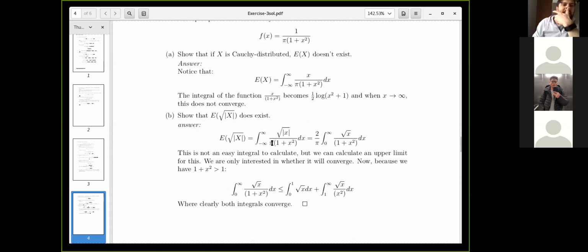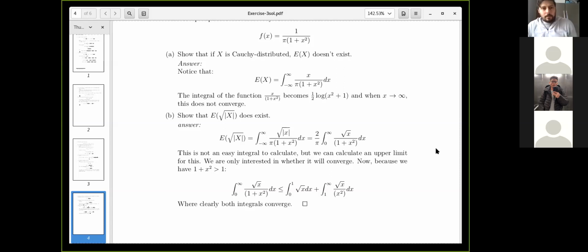Then we need to show that, in fact, the expected value of the square root of the absolute value of x does have an expected value. This is the weirdest thing. This is just a curiosity, but we can have a perfectly legitimate random distribution, one that doesn't have an expected value, but for which we can define other functions of that, which will have expected values. For example, the square root of the absolute value.